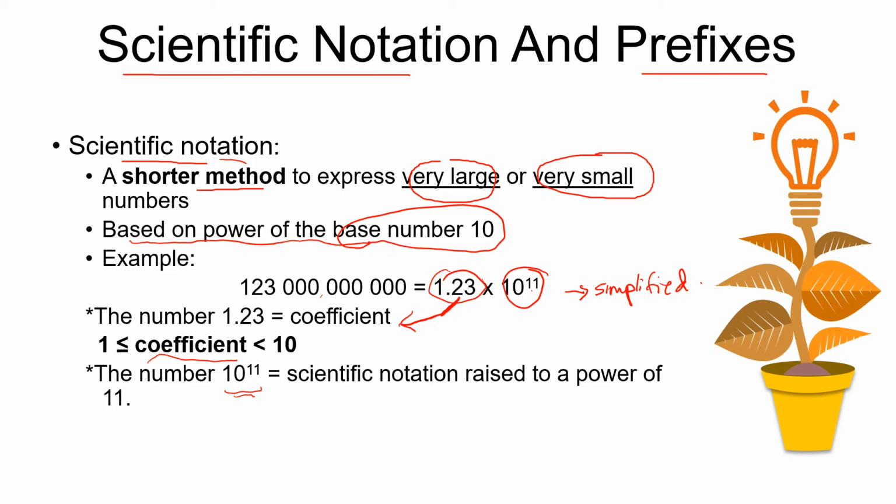Maksudnya dia darab dengan 10 kuasa 11 lah. So ada 1, 2, 3, 4, 5, 6, 7, 8, 9, 10, 11, 12. 11 kan kat sini kan. Okay, so bila so ada 11, jadi sebab itulah 10 darab kuasa 11.